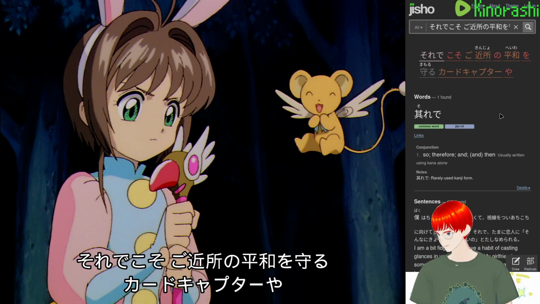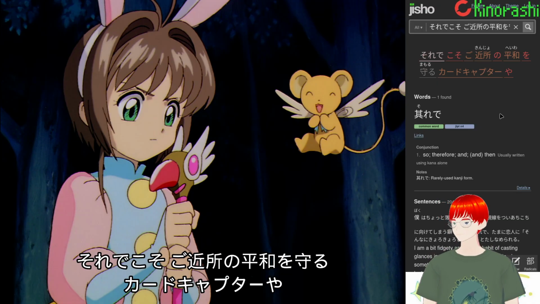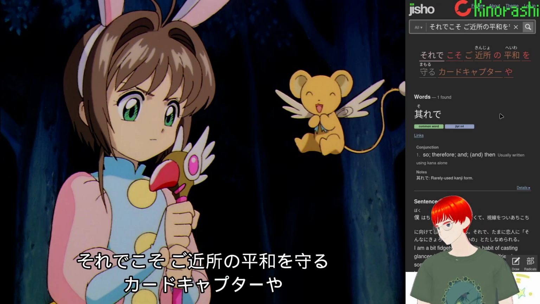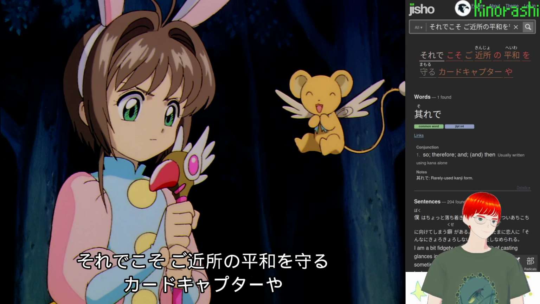And then all that is a descriptor for the card captor. So, to be a neighborhood peace protector card captor. So therefore, basically, that's what makes you a neighborhood peace protector card captor. And this thing translated it as, that's exactly what makes them card captors, protecting the peace of the neighborhood.